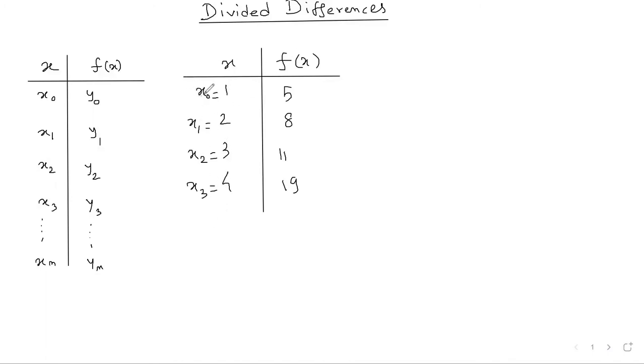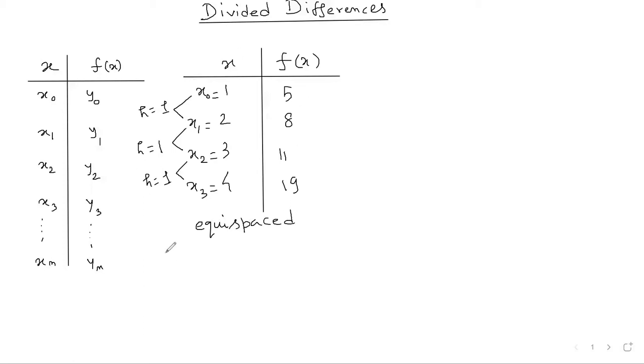For example, between x0 and x1, the difference h is equal to 1. The difference between x2 and x1 is also 1. The difference between x3 and x2 is also 1. 4 minus 3 is 1. So here we can see for this kind of data set, there is a constant difference between every two consecutive values of x. So this kind of data set is called an equispaced data set.